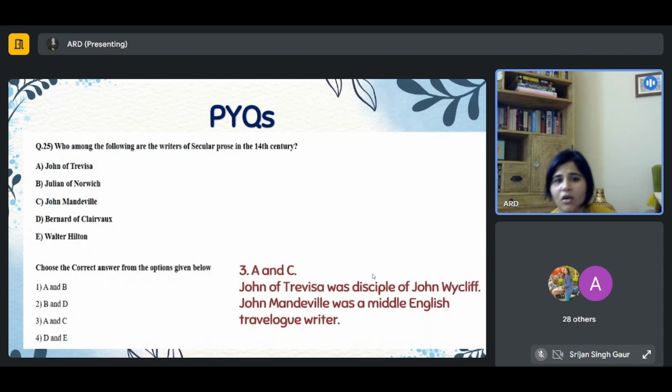I don't know, because for all the other options, I researched Julian of Norwich, Bernard of Clairvaux, and Walter Hilton. They were theologians, they were mystics, they have written treatises on the occult and Christian rituals. So I don't know why this question was asked. It's sort of a deep question. If any of you has an interest, you can look into it.